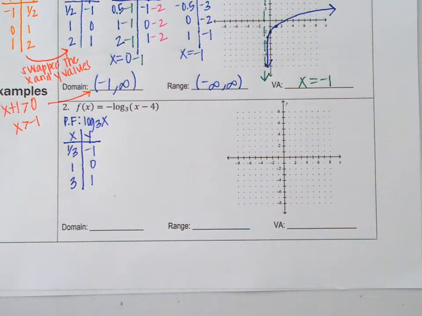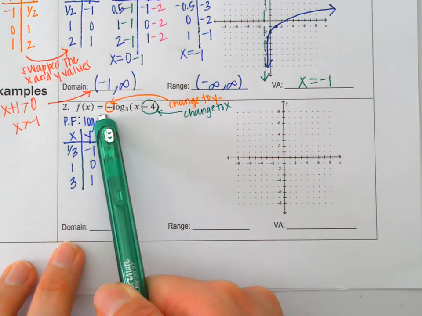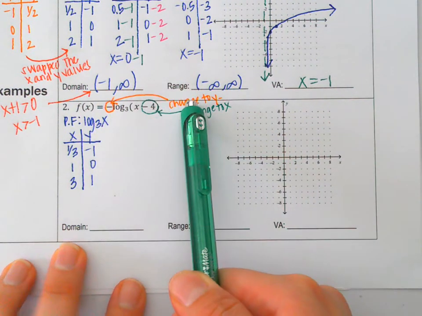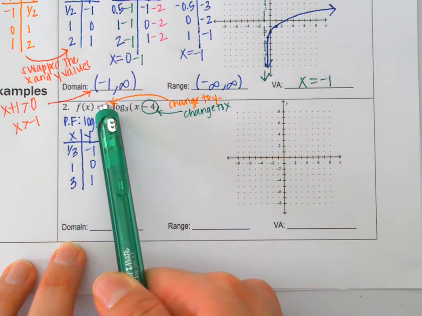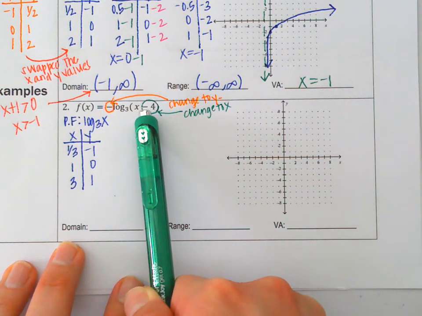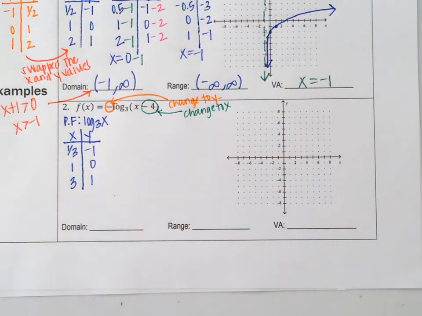So I want you to apply both of your transformations to your parent function table, and then I want you to come back and check to make sure you have the same table as me. So as you can see, the negative is going to be a change to the y values. It's on the outside of the function. And then that -4 is inside the function. So that's going to be a change to the x. So now we are going to apply that to our parent function table.